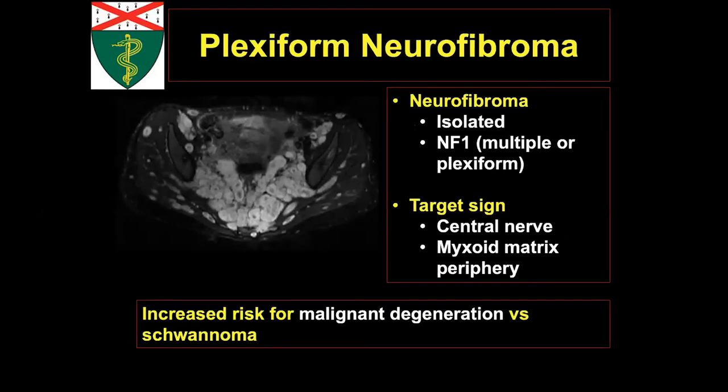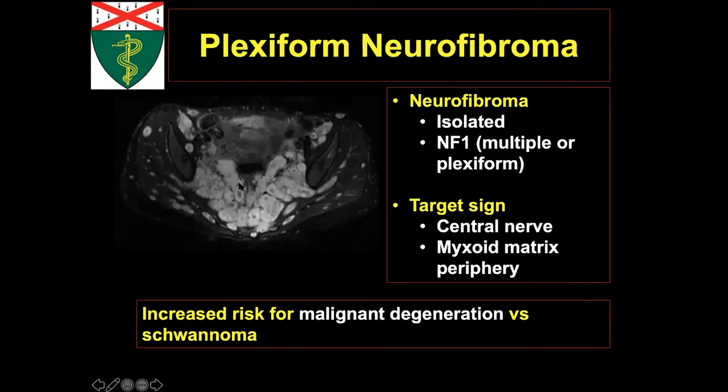Neurofibromas can be isolated or they can be seen in the context of neurofibromatosis 1, in which case you'll see multiple, or a plexiform neurofibroma seen in this case. And one of the clues you can see with neurofibromas, and you can also sometimes see them with schwannomas, is this target sign on MR imaging, where the central nerve is relatively T2 hypointense and the periphery has a myxoid matrix. And we talked about myxoid matrix and the myxoid liposarcoma. So the periphery is bright on T2 weighted imaging.